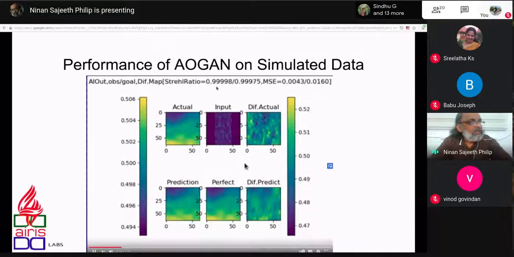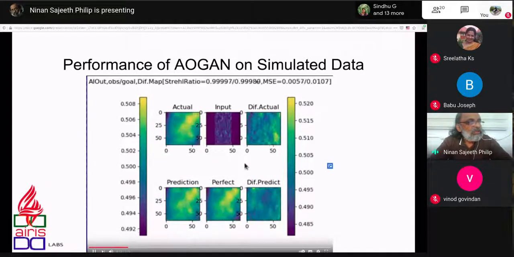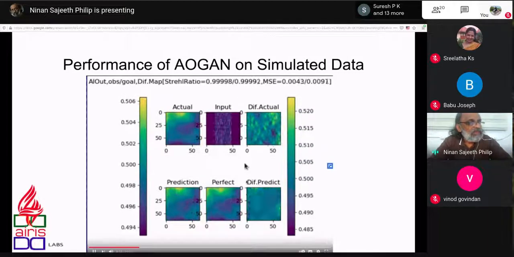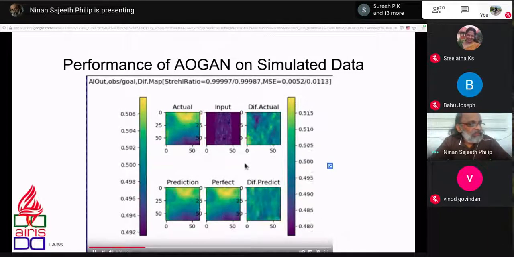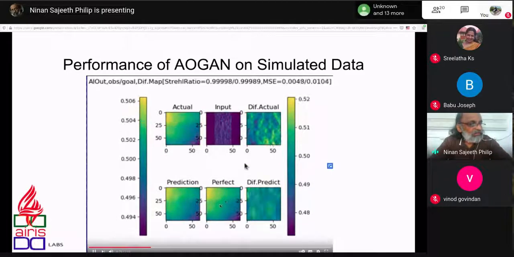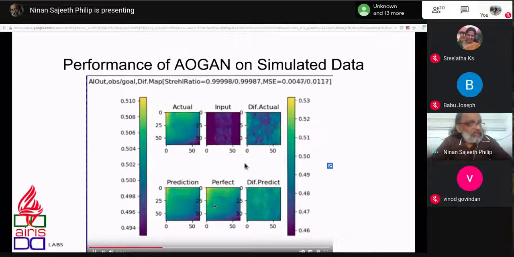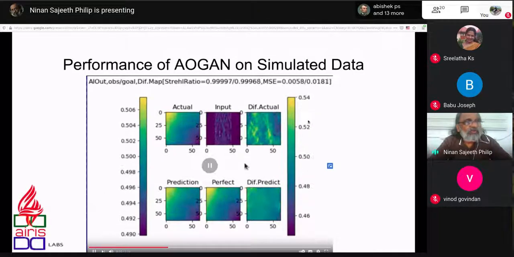You can see that this is stable to the 3rd decimal place. And sometimes it is coming to the 4th decimal place, but mostly stable to the 3rd decimal place. If you look at these images, prediction and perfect, you are hardly able to see any difference between them. The differences are only in the order of 0.01 or 0.02, like that.